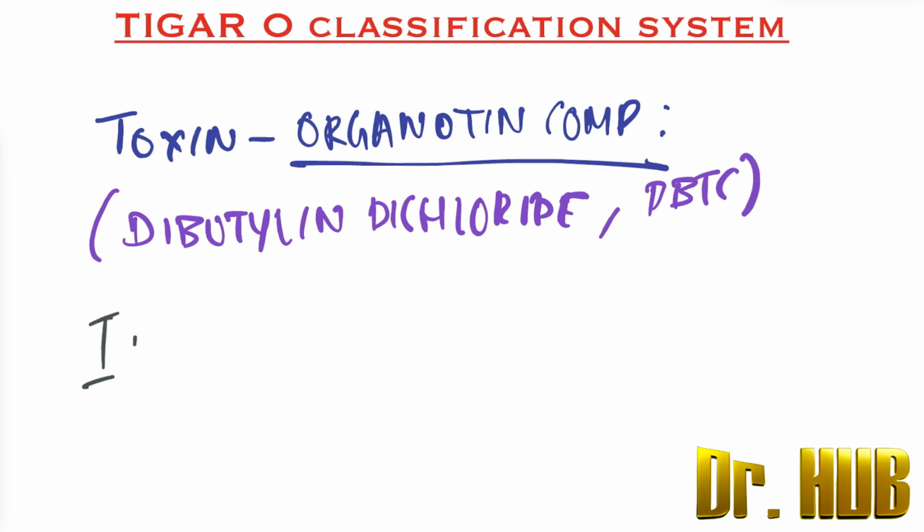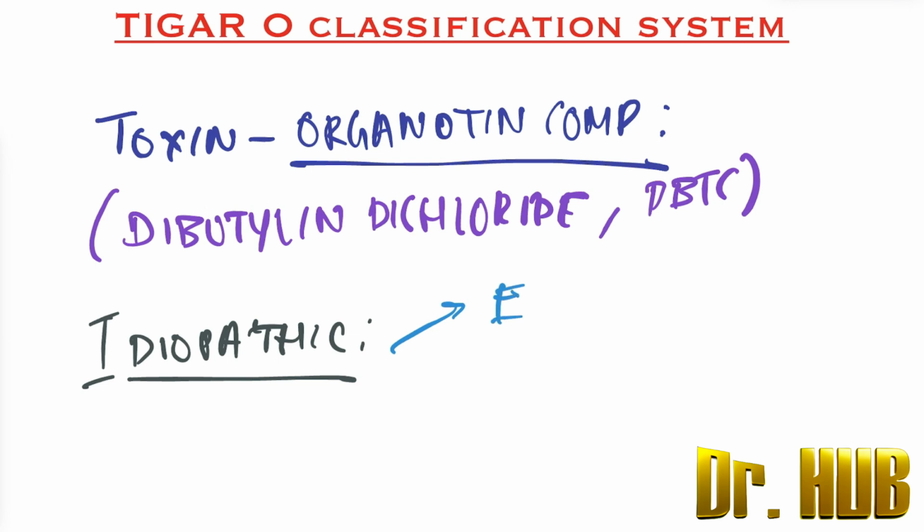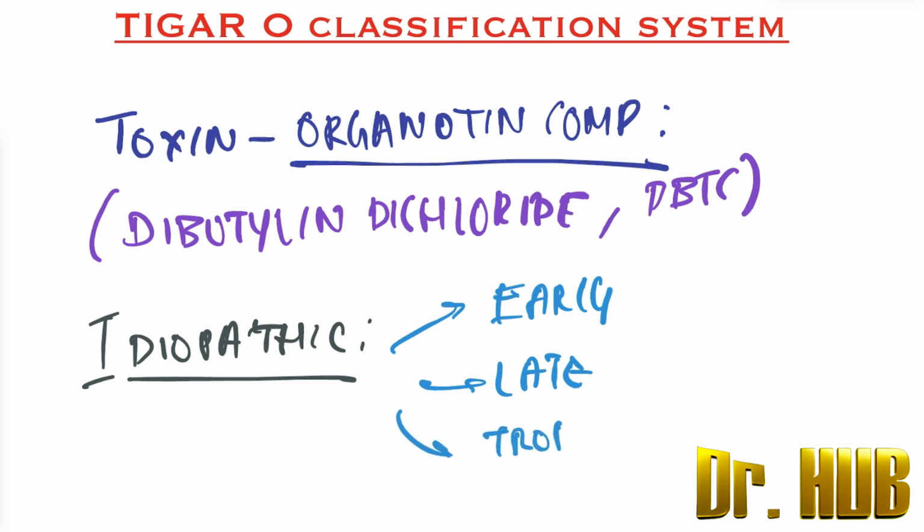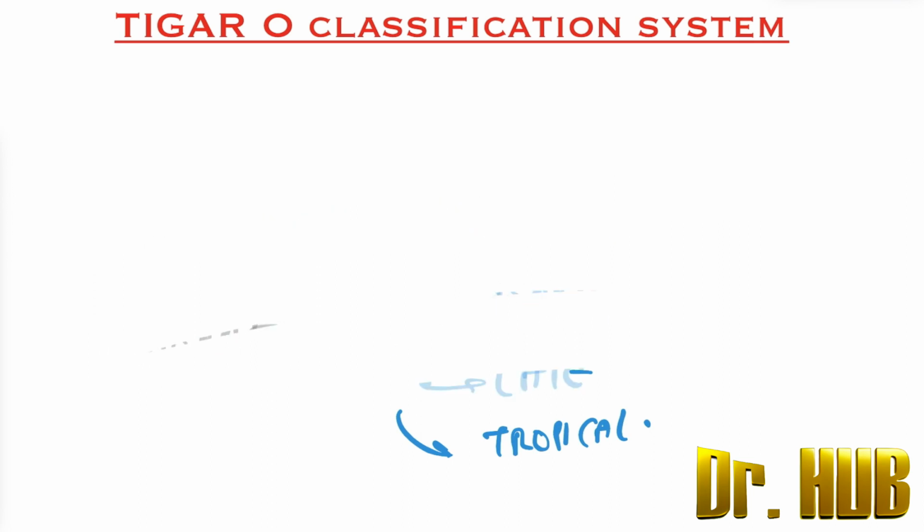Next we move on to idiopathic. Idiopathic includes early onset, late onset, as well as tropical.